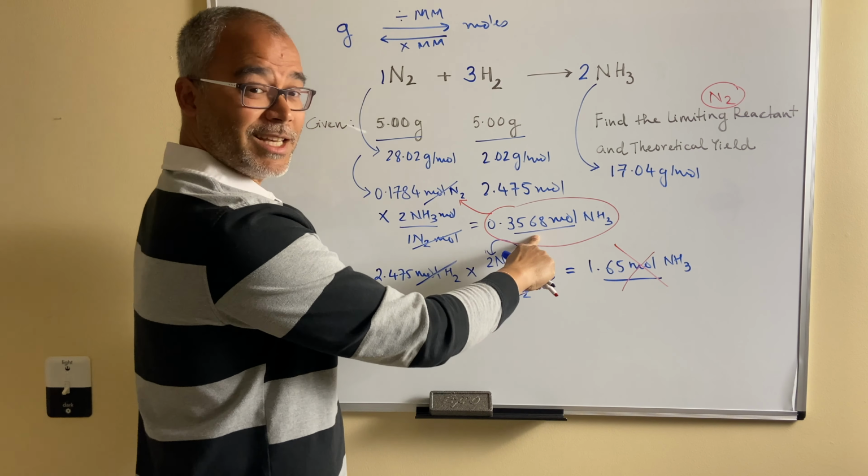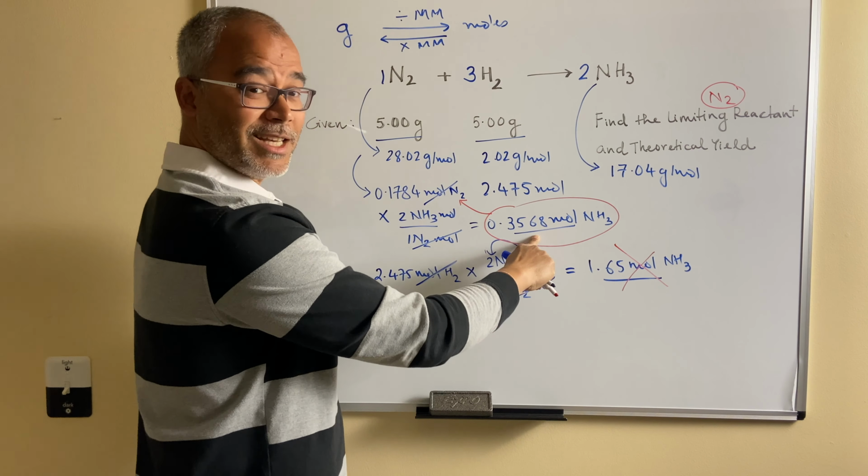And what that really means is that if we started off with 5 grams of N2 and 5 grams of H2, then we will get a maximum of 28.116 grams of NH3, the product, okay?